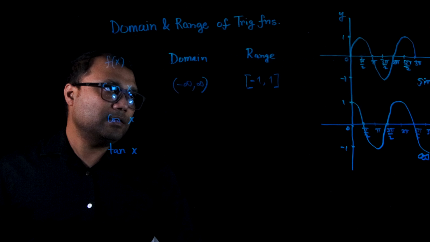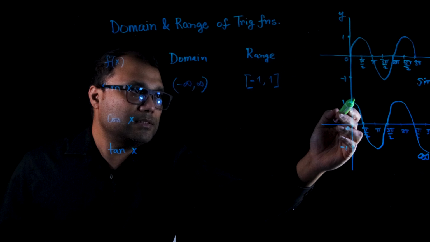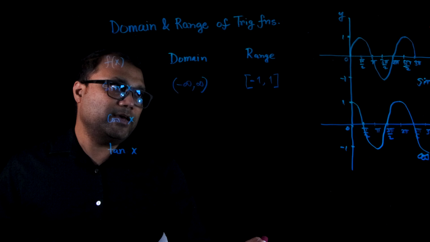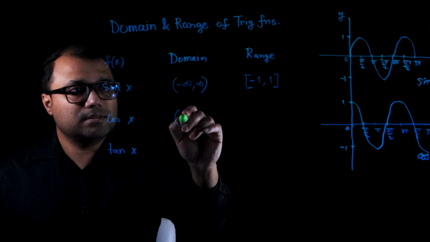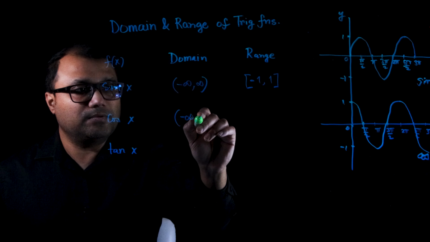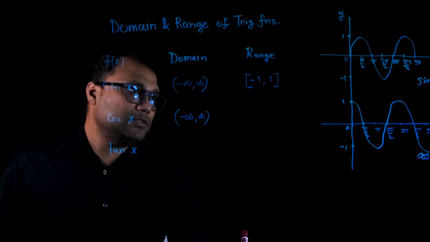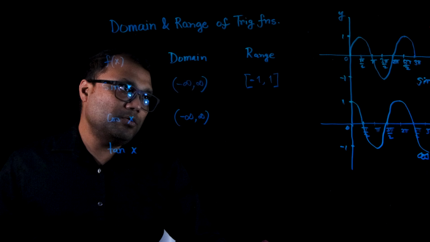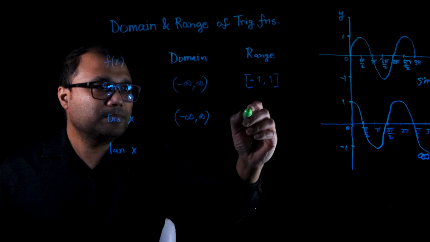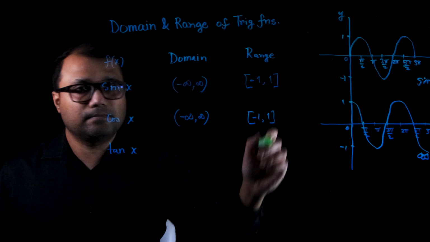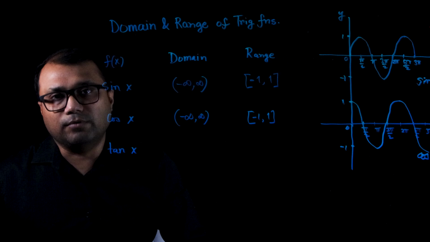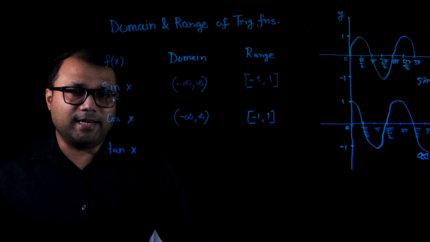Now let's look again at the domain, and this is exactly symmetrical on the negative axis, similar to sin x. So the domain of cos x is minus infinity to infinity, and the range again is bound between 1 and minus 1, so the range is minus 1 to 1. Okay, simple so far. Now let's move on to tan x.